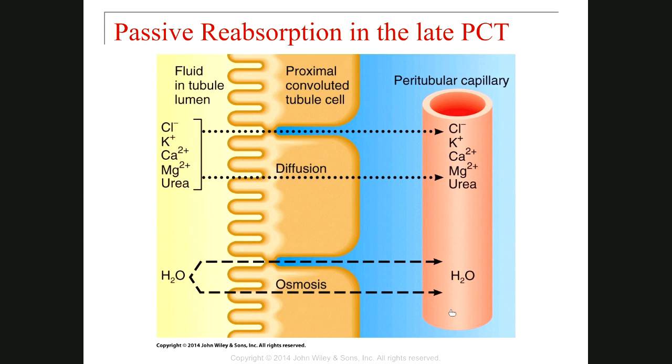In other words, reabsorption of solutes creates an osmotic gradient which promotes the reabsorption of water. As water leaves the tubular fluid, the concentration of some solutes like chloride, potassium, calcium, magnesium, and urea increases. So by diffusion, they can come to the tubular cells, and after that again by the process of diffusion, they can go to interstitial fluid and peritubular capillary.